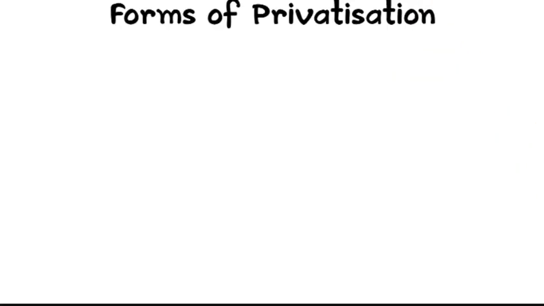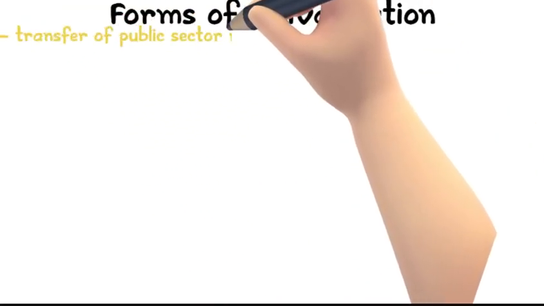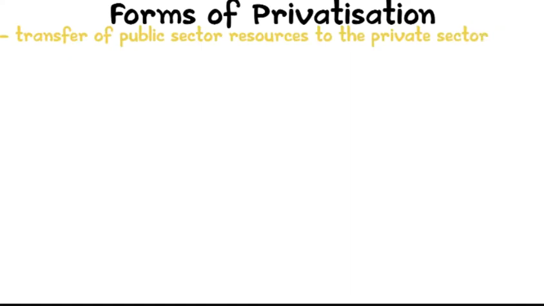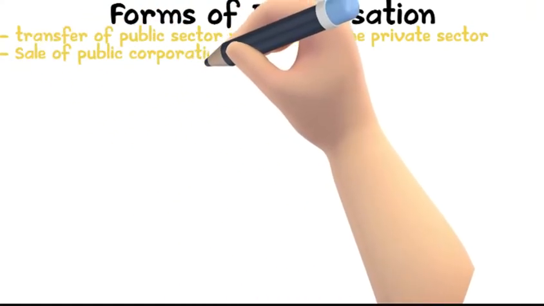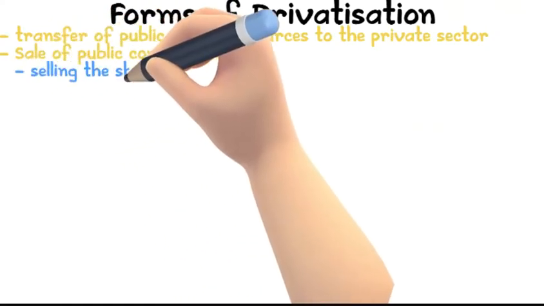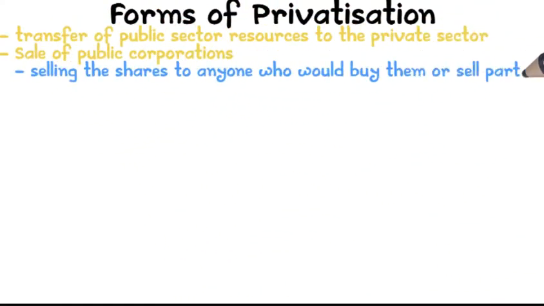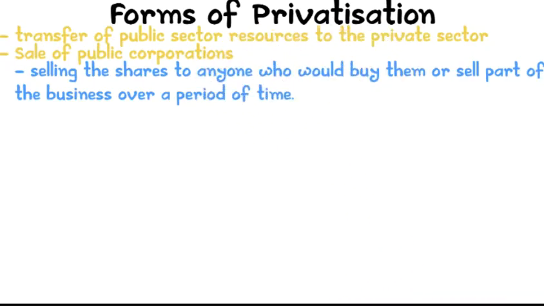Privatization. Privatization is the transfer of public sector resources to the private sector. There are many forms of privatization. Sale of public corporations. This could be done by selling the shares to anyone who would buy them or selling part of the business over a large period of time.